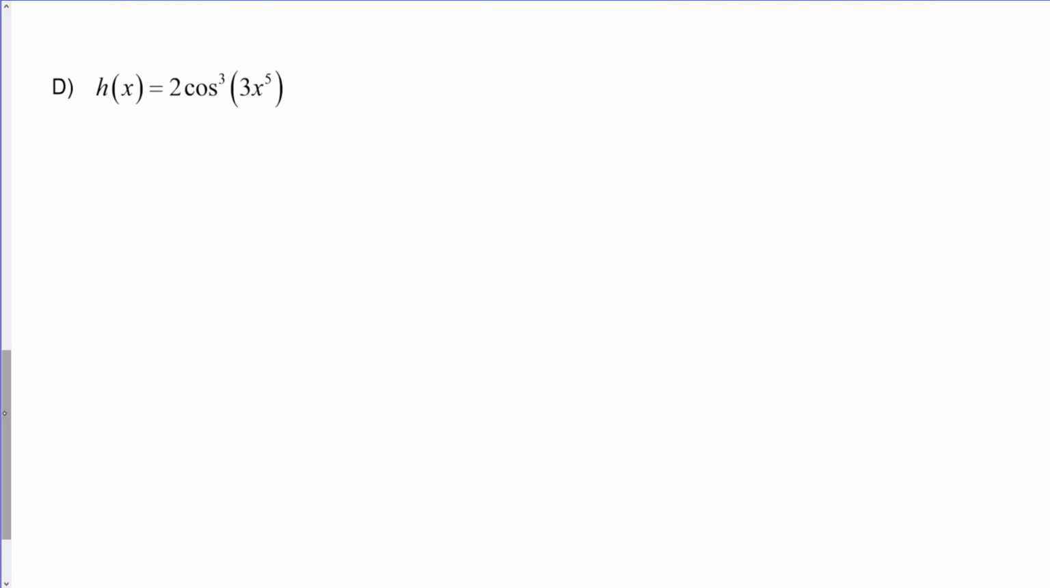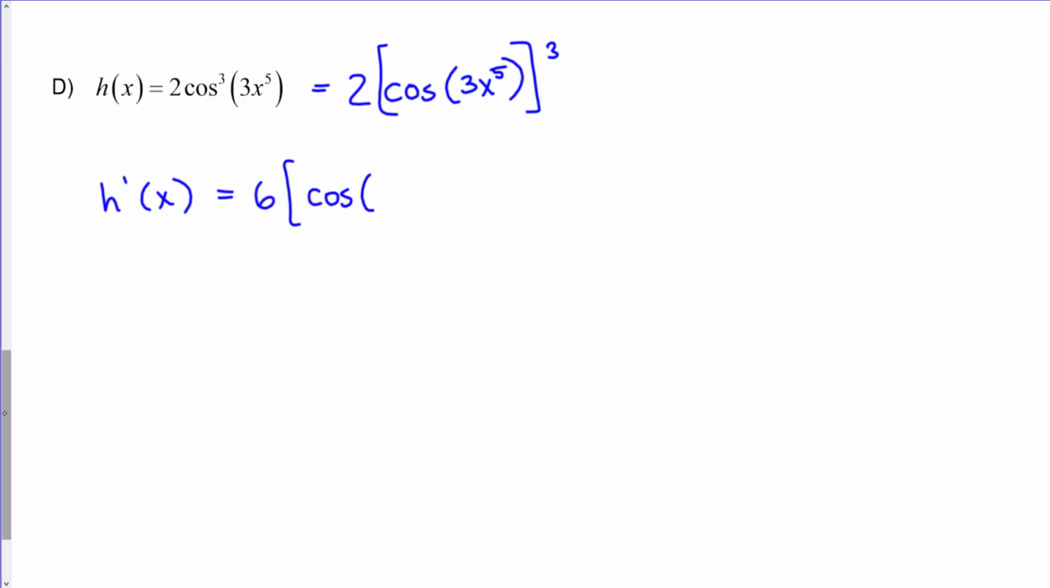h of x equals 2 cosine cubed of 3x to the 5th power. Okay, let's rewrite it. Make it 2 cosine of 3x to the 5th power, and I'm going to make this all together to the third. All right, so the outer function here is the cube, and therefore I want to use the general power rule. So bring the 3 down, multiply it against the 2, so that's 6 times cosine of 3x to the 5th power.